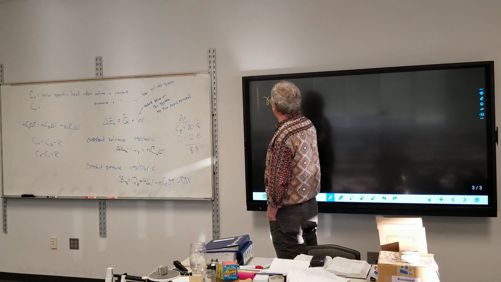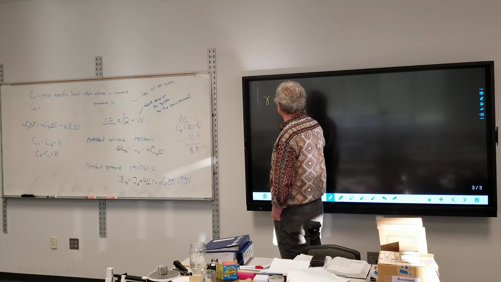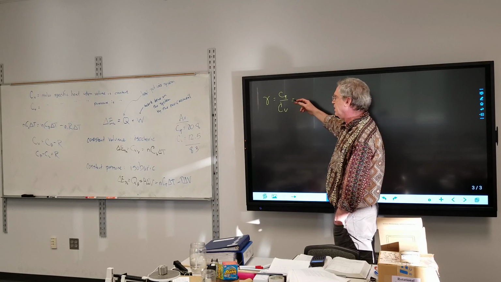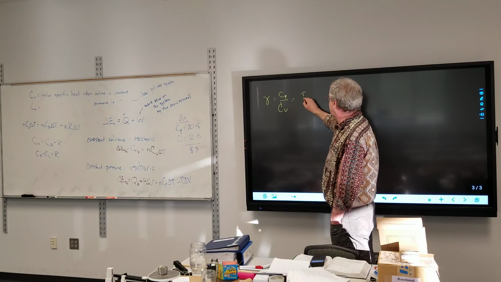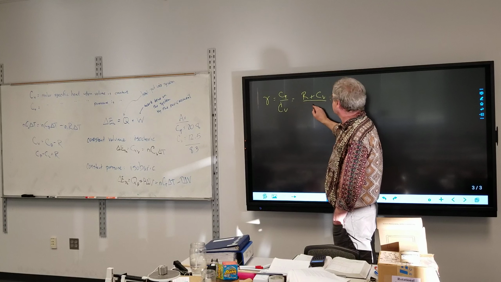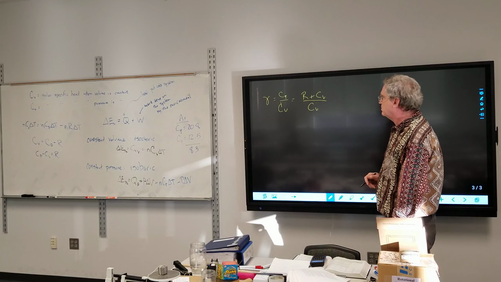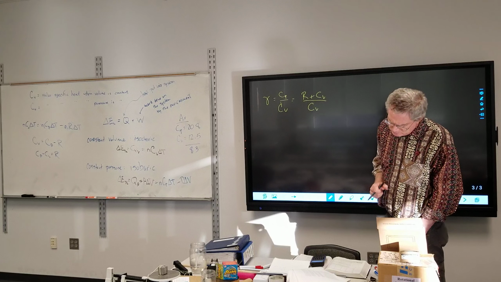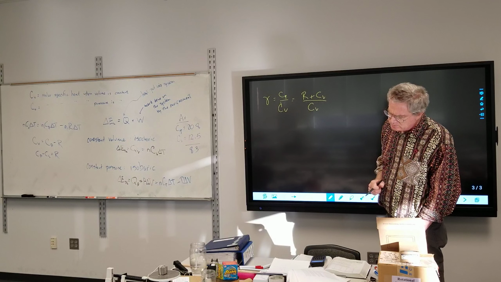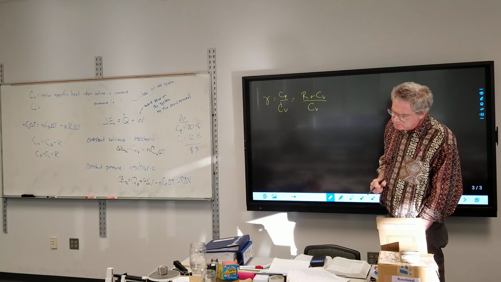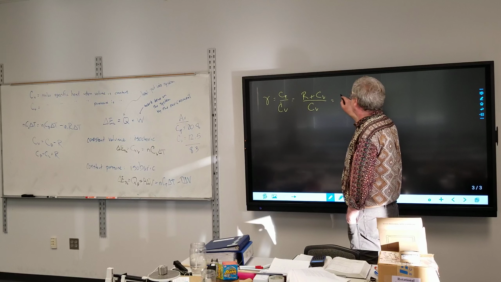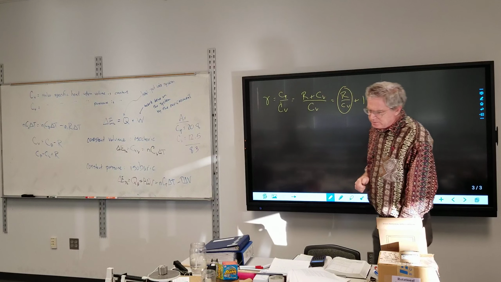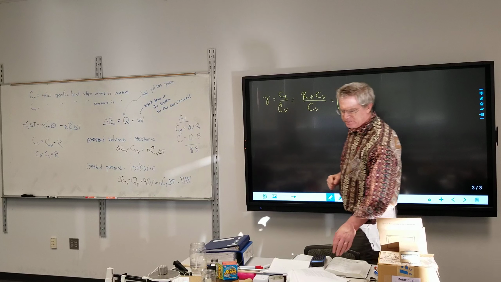I'm now going to define another value and look at C_P over C_V, the ratio of these two things. I know C_P is equal to R plus C_V, which gives R over C_V plus 1. Now, this value of C_V.